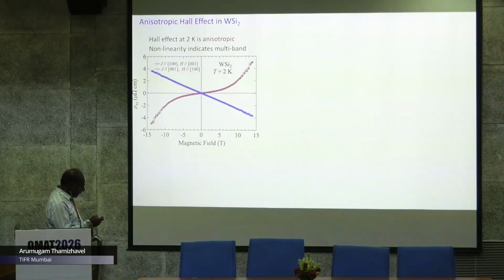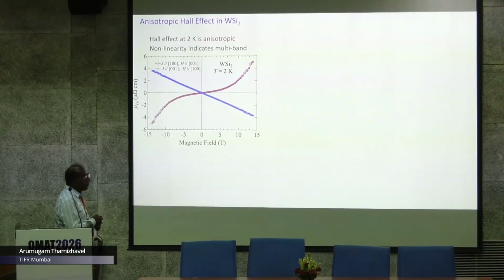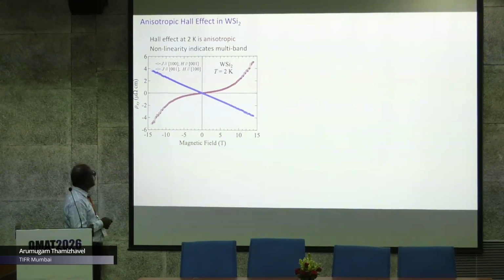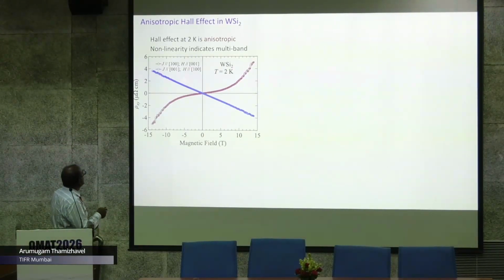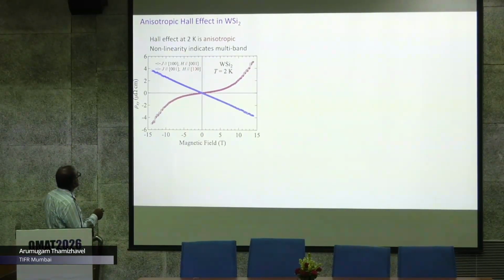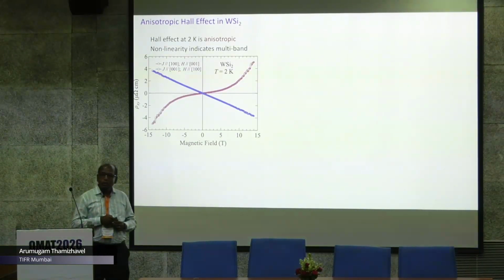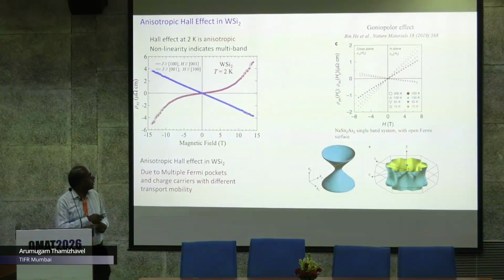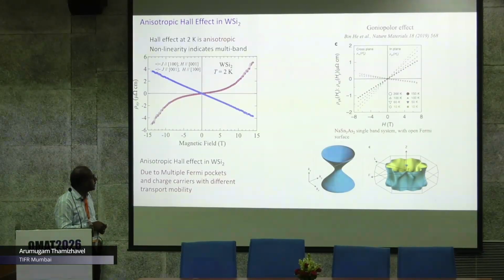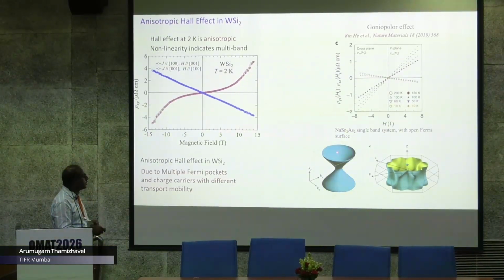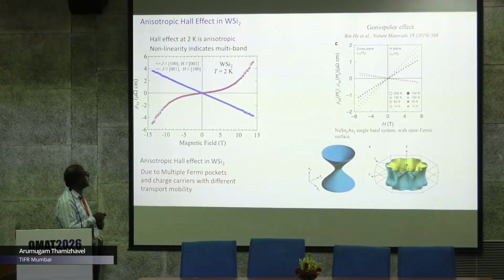Okay, so the interesting feature we observed is in the Hall effect. Depending on the direction in which we apply the magnetic field, the carrier concentration changes. For example, for the blue curve, the magnetic field is applied along the 100 direction. For the red curve, it's along the 001 direction. When we checked the literature, this was mentioned as the goniopolar effect, which is seen in NaSn2As2. These are single band systems with an open Fermi surface. However, ours is not a single band system, it is a multi-carrier system.